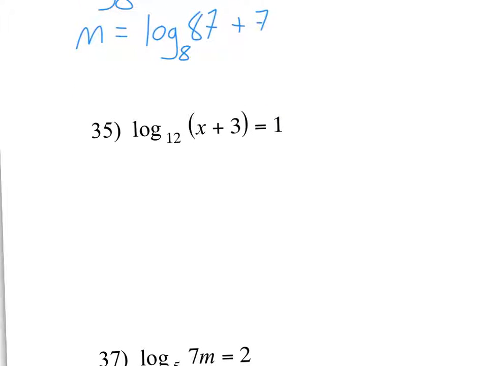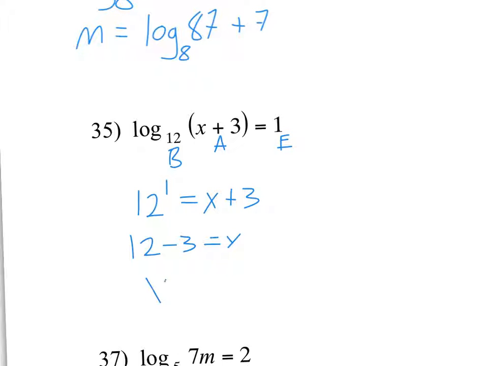For number 35, we're basically going backwards from what we just did. We've got this in log form. Here's my base, argument, and exponent. And I've got to write this as an exponential. So that's 12, bring the 3 over, minus 3 is equal to x. x is equal to 9.